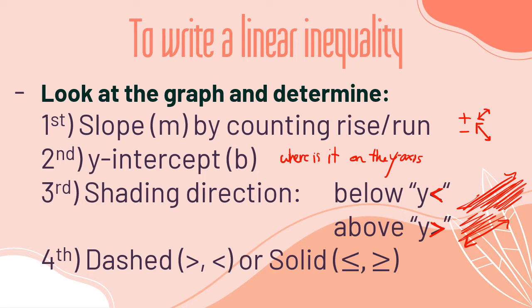And the fourth piece that I think you'll find easy based on our previous lessons is to determine if we're going to have a bar under our inequality or not. So remember, if it's dashed, then there's no bar, and if it's solid, then you have an or equals to, a bar underneath. That's what that means, okay? So a dashed line is just greater than or less than. A solid line is less than or equal to or greater than or equal to.